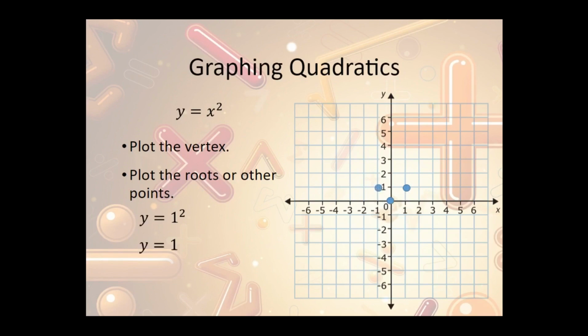And plot my point. Then I'm going to use another point. So now I plug in 2 for x. So when x is 2, y is 2 squared, which is 4. So I plot that point. Then I do the same thing. So I went to the left 2, up 4, right there. Plotted that one. Now I can just connect the dots, and there's my U shape.